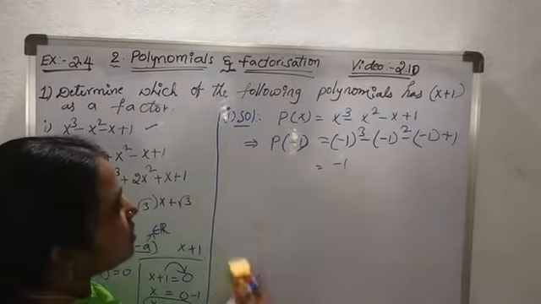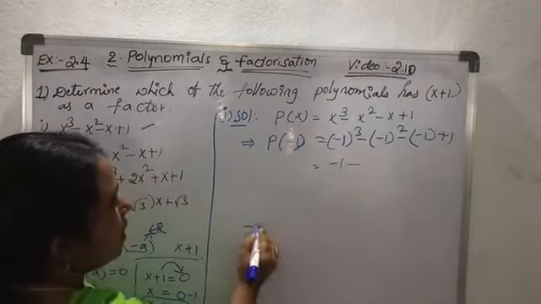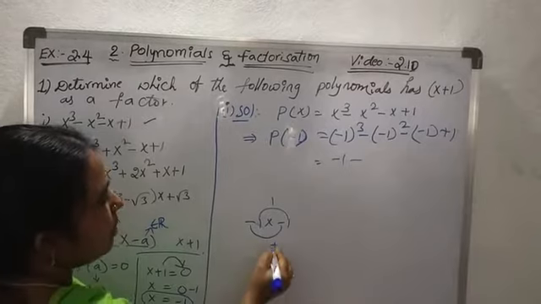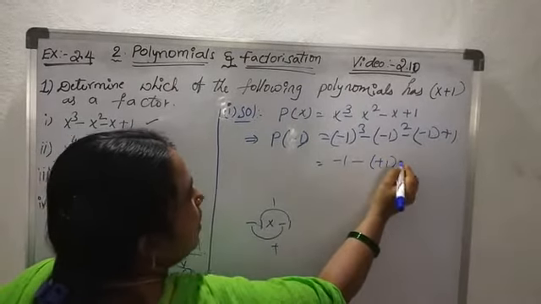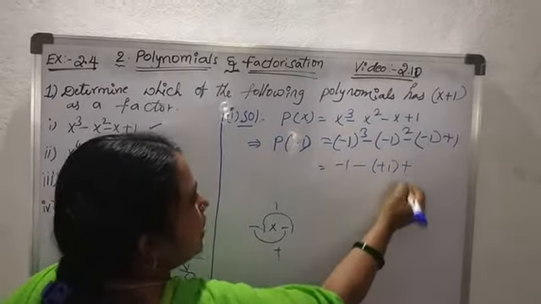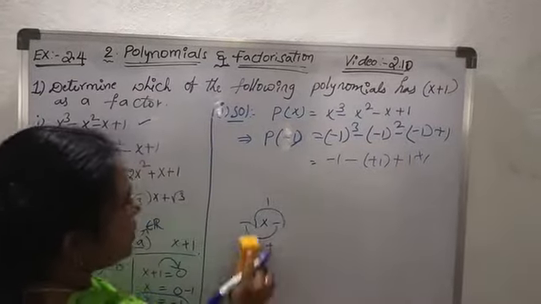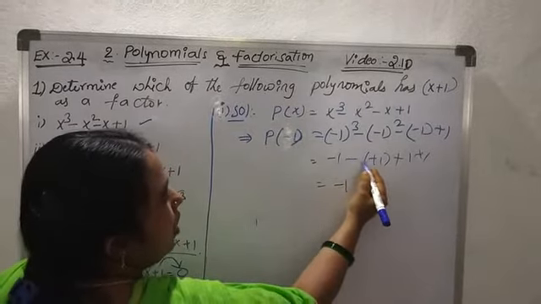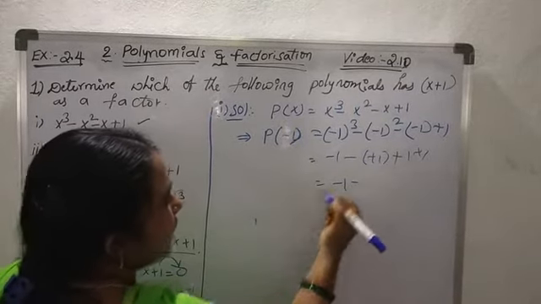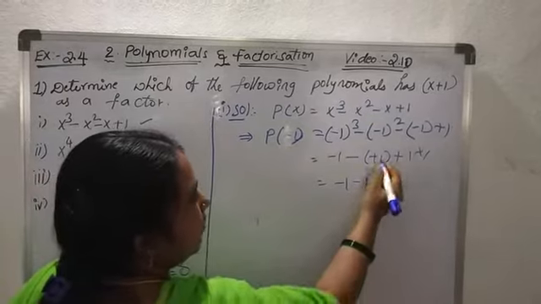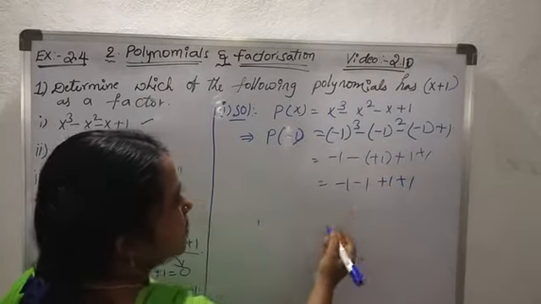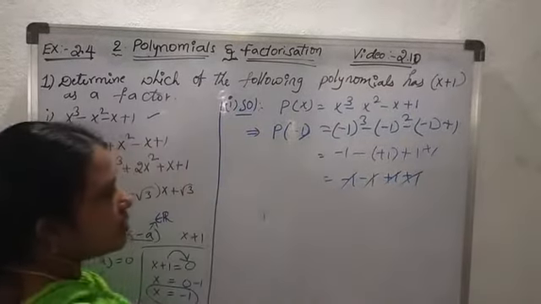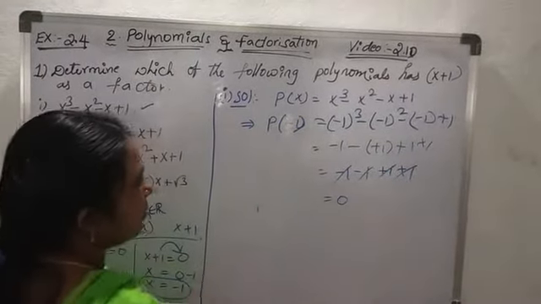Next, minus of minus 1 squared: multiply 2 times. 1 ones are 1, minus into minus is plus. So plus 1. Both are the same sign, so plus 1, plus 1. Observe here, minus 1 and plus 1 are opposite signs; with different signs we always take the negative. 1 plus 1 plus 1. Observe here, minus 1 and plus 1 get cancelled, and another minus 1 and plus 1 also get cancelled. Then we are getting the remainder 0.